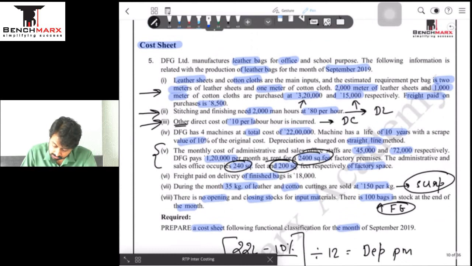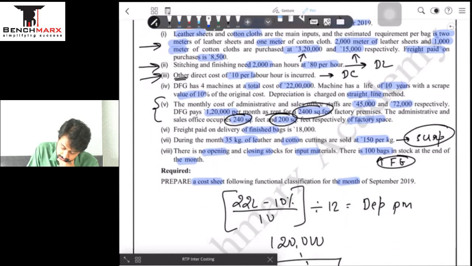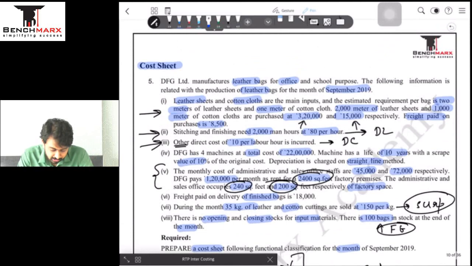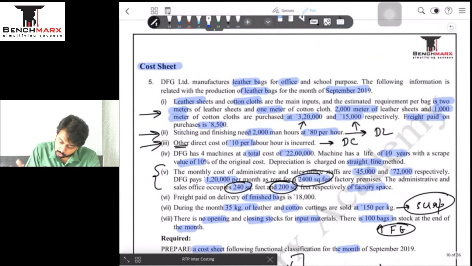There is no opening stock, 100 bags are in the stock of the month. Produced hai kidhar? Leather stock, 2 meters, 2000, 1000 meters. Freight paid, stitching. The direct cost 45,000, freight paid, finished bags freight paid is 18,000, 35 were sold, opening 100 bags in the end of the month. So production kidhar hai apna? Kidhar gaya? Production. I can get my production ulta, is it?